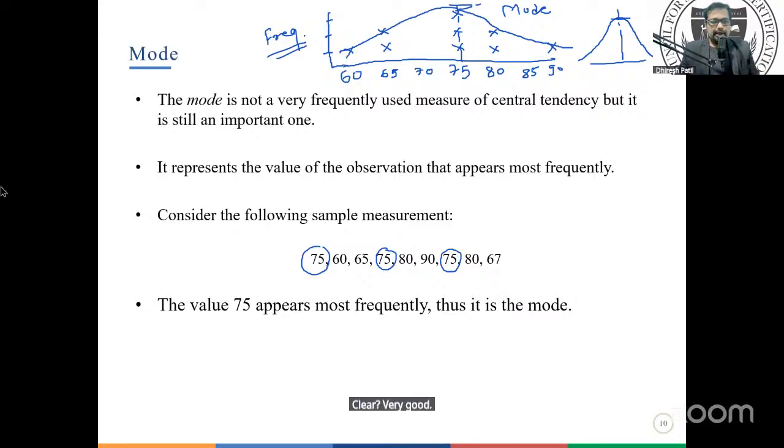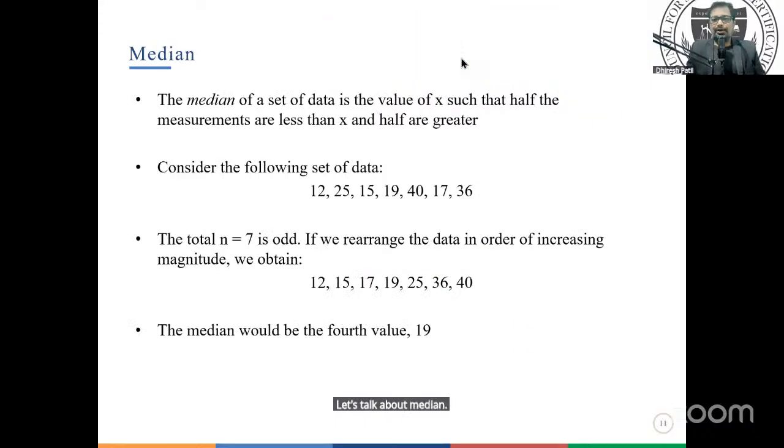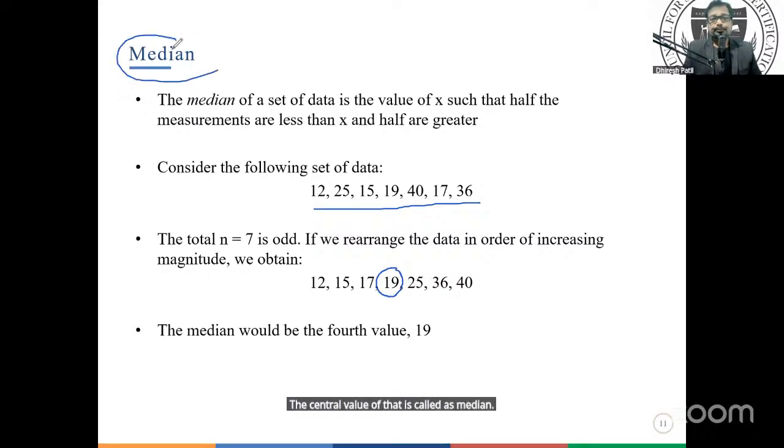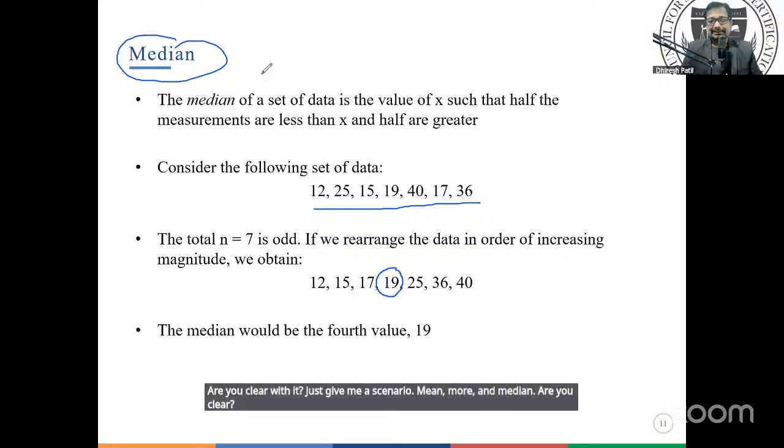Very good. Now let's talk about median. What is median? Median is if I arrange the data set in ascending or descending order, okay, let's say this is the original data set. I arrange the data set in ascending order, lowest to highest. The central value of that is called as median. Are you clear? The center of the value is called median. Are you clear with this? Just give me yes. Mean, mode, and median. Are you clear? Just give me yes.